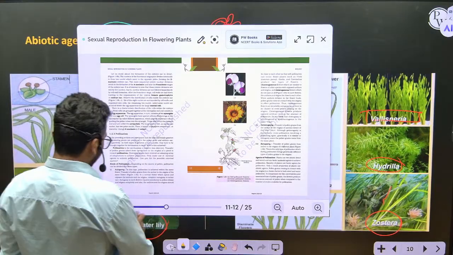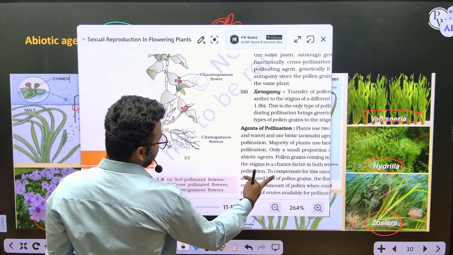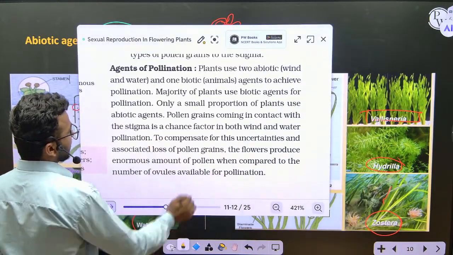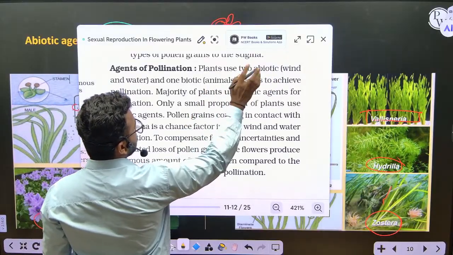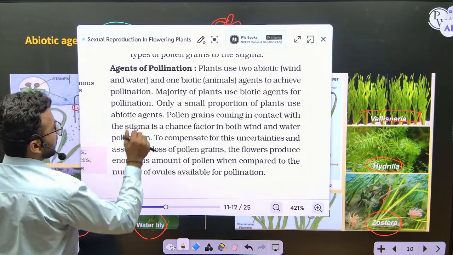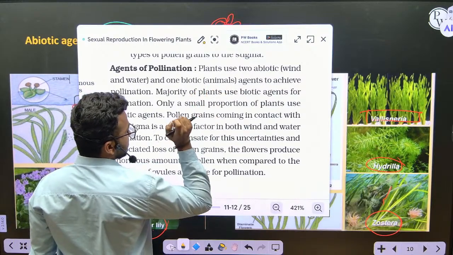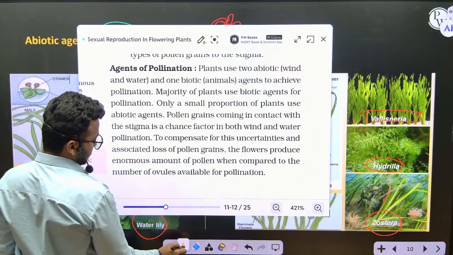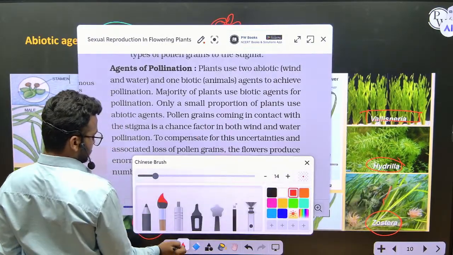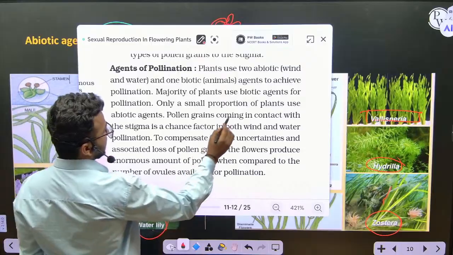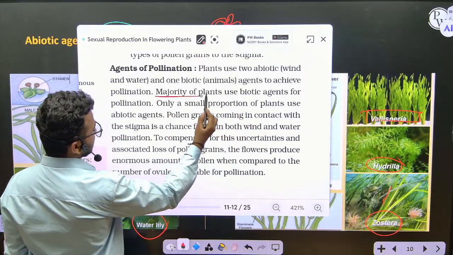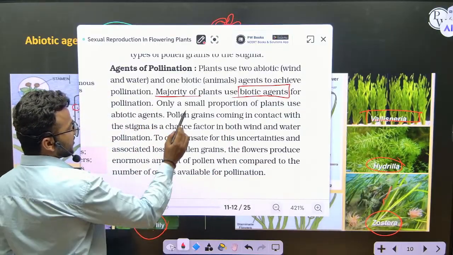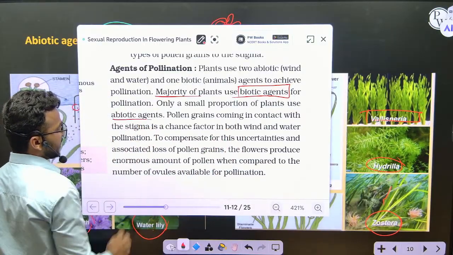See, so far what we have discussed in agents of pollination: there are two types, abiotic and biotic. Two abiotic means wind and water, and one biotic, that is animals. Majority of the plants use biotic agents for pollination. Only a small proportion of plants use abiotic agents.